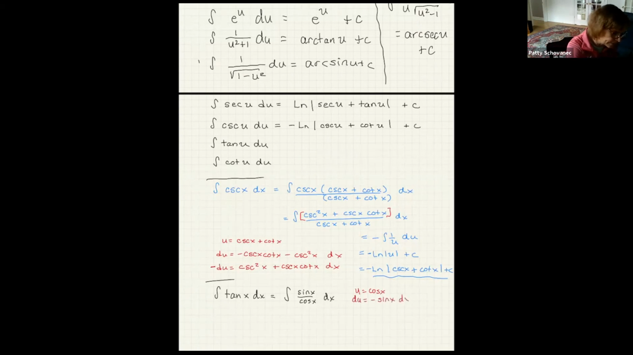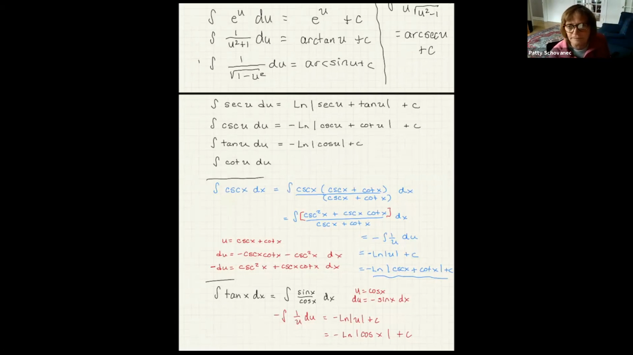And so my integral is minus the integral of 1 over u du. And we get minus the natural log of the absolute value of u, where u was the cosine of x. So I'm going to go back up here and write this in my formula, that the integral of the tangent of u is minus the natural log of the absolute value of the cosine of u. That one's easy to remember.